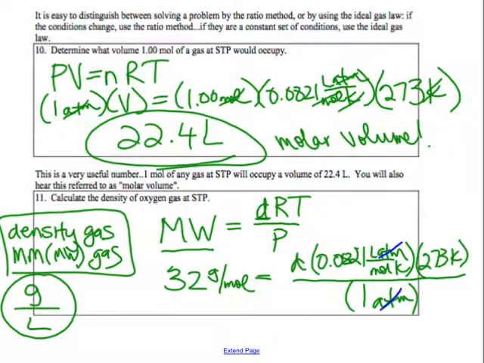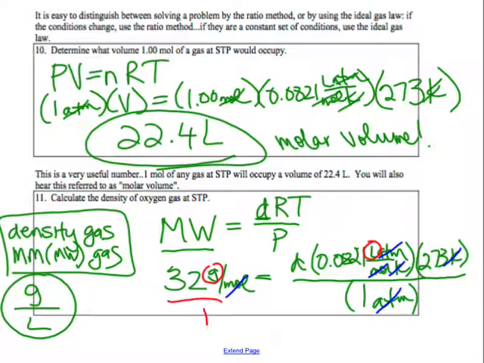My atmospheres are going to go. When I divide by moles, that's going to go. What else goes? Kelvin goes. What does that leave me? Grams and liters. That's why my density is going to be in grams per liter. So go ahead and just solve that density.